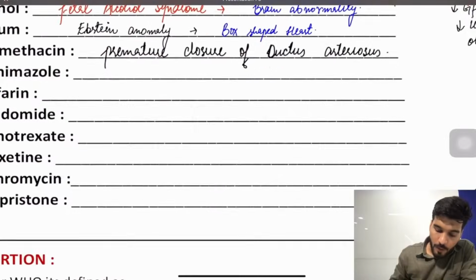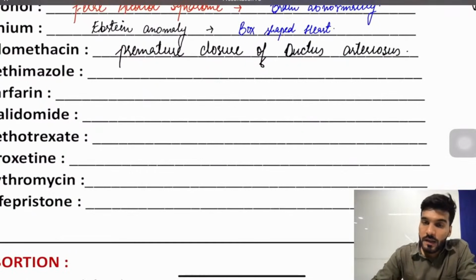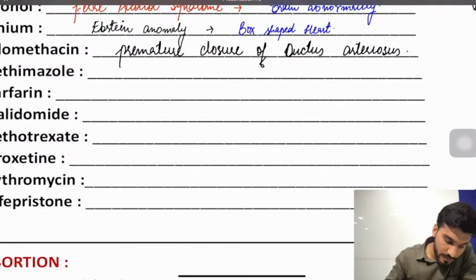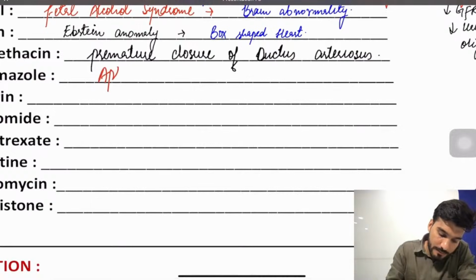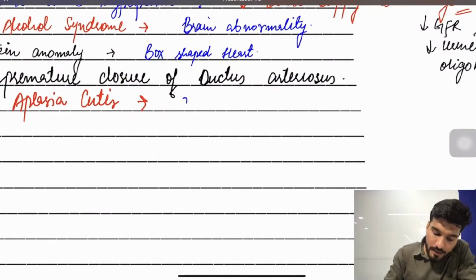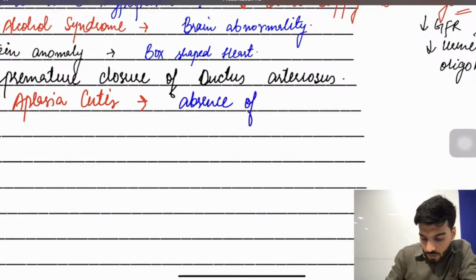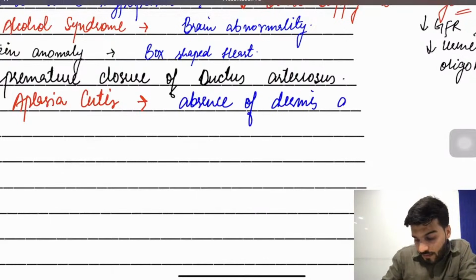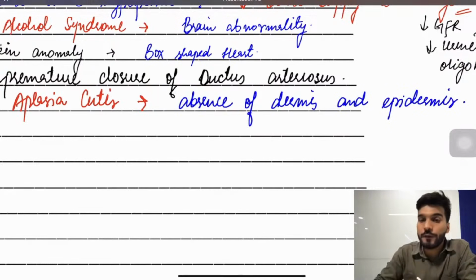Now methimazole. Methimazole is used in case of hyperthyroidism. In case of a thyroid patient, we use carbimazole and methimazole. But if I use carbimazole or methimazole in the first trimester, it will cause aplasia cutis. So what is aplasia cutis? There is an absence of dermis and epidermis.